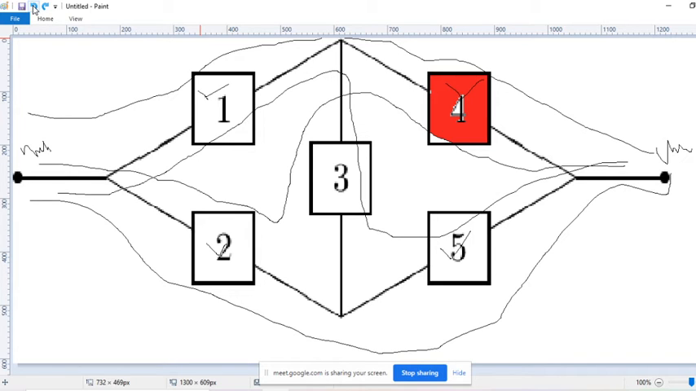If any one of the failed components goes to functioning state, and the system also goes from failed state to functioning state, then we can say that cut is a minimal cut set. Okay.